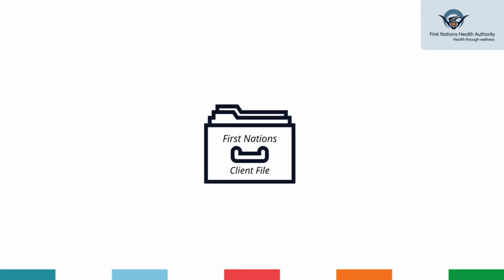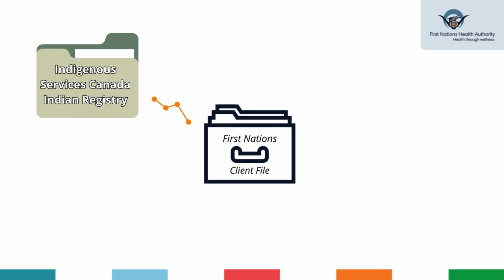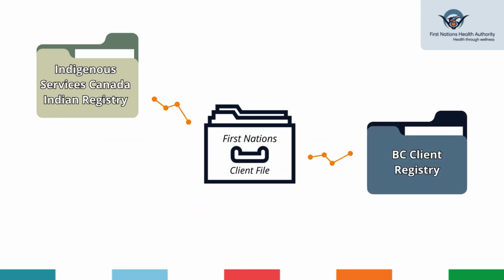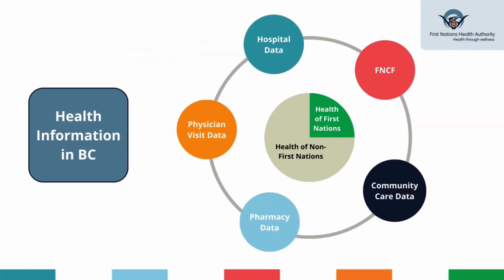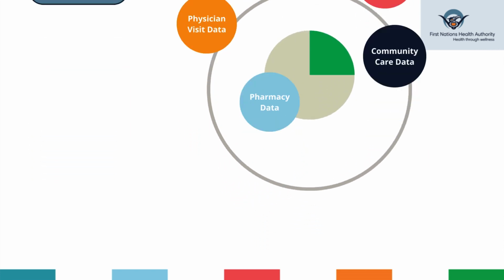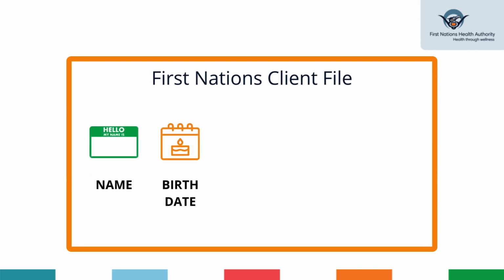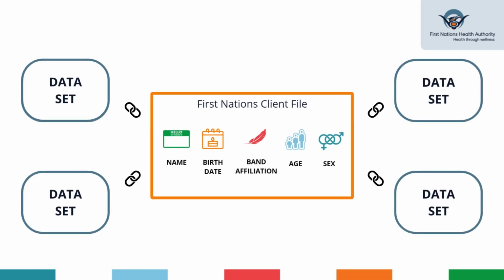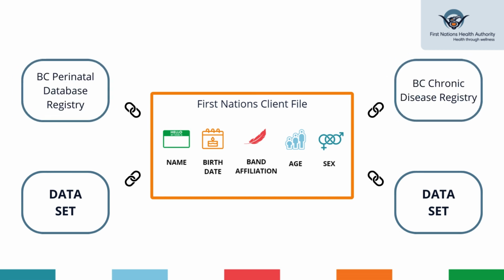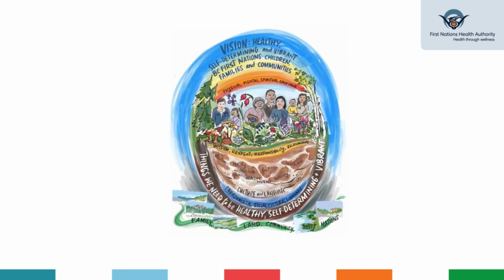The First Nations Client File links 3 different datasets together: Indigenous Services Canada's Indian Registry, the BC Client Registry, and the Vital Statistics Database. The First Nations Client File is a dataset that includes demographic information of First Nations people who live in BC. Examples of the information included are name, birth date, band affiliation, age, and sex. By linking the First Nations Client File data to other health-related datasets, such as the BC Perinatal Database, Chronic Disease Registry, Health System Matrix Database, BC Emergency Services, and more, we can see a holistic picture of the health status of First Nations in BC.